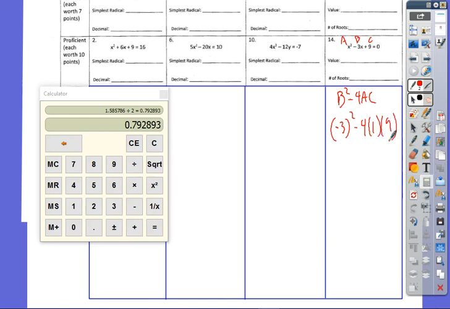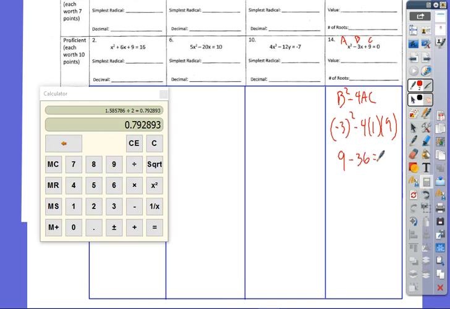So negative 3 squared is? It's not 6, it's 9. See if I can get you to say 6, and then you feel a little bit foolish. So then we have negative 4 times 1 times 9. Negative 36. That is negative 36.